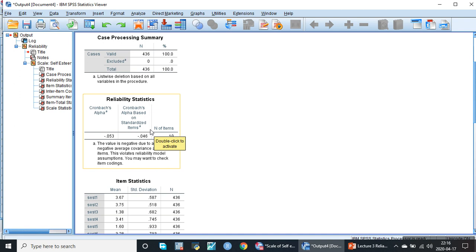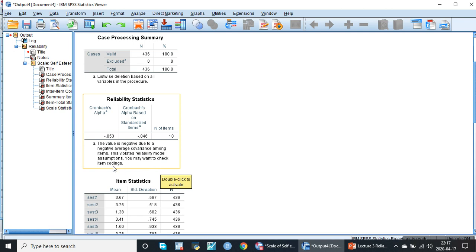of reliability. This is the Cronbach alpha value. The value of Cronbach alpha is minus 0.053, which is very poor, and it violates the assumption of the reliability model. This value is negative due to a negative average covariance among the items. It means that the relationship between the 10 items that make up the scale of reliability is negative.